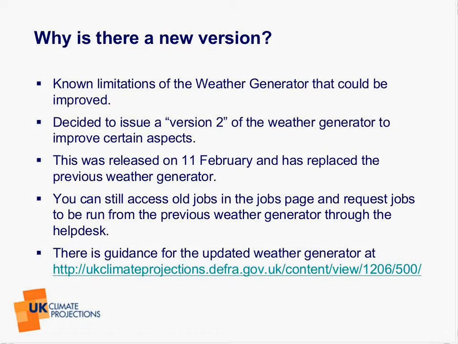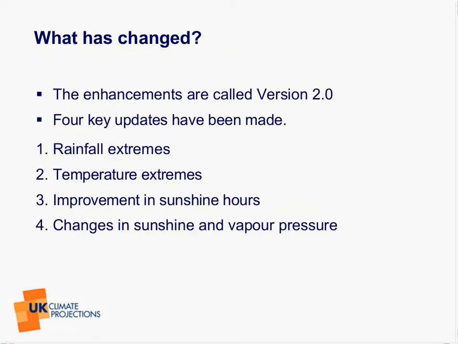And also there's a set of guidance that we've written for the updated weather generator, and it's available from that link, which is very long, but if you know the UKCP09 projection site, it's really just that section that you need to know, 1206/500. If you stick that number onto the end, you'll get to the guidance pages on the second weather generator. So I'm going to pass you over to my colleague Sophie now, who's going to take you through some of the changes. And as I said, there'll be an opportunity for questions at the end. So anything you don't understand, we can take questions from you.